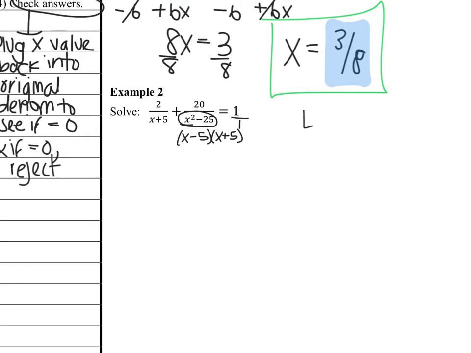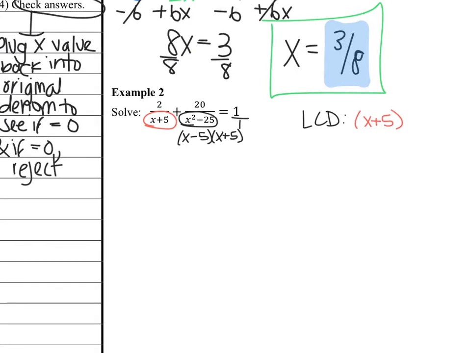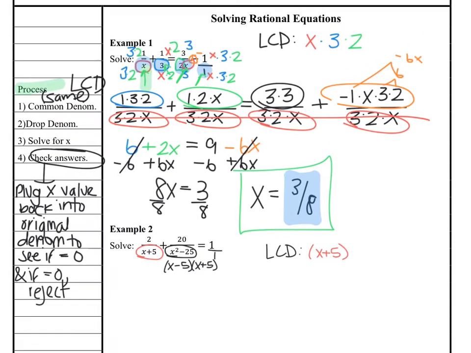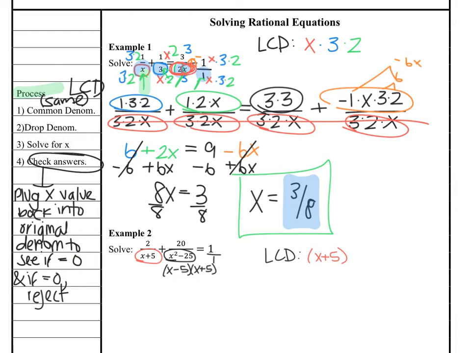So for our LCD, lowest common denominator, or least common denominator, however you prefer to say it, I look at the first fraction and I see x plus 5. So I'm going to put that in parentheses because it's a whole entire expression. I can't separate it. Whereas in this 2x up here, I was allowed to separate it because it was multiplication. This one's addition, and same with subtraction, you're not allowed to separate.